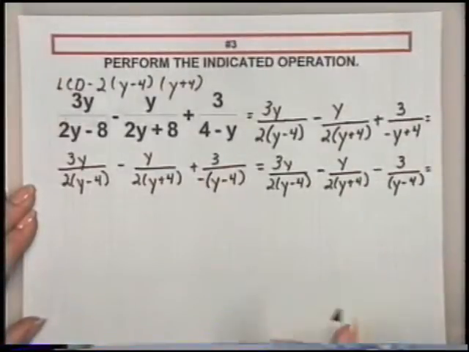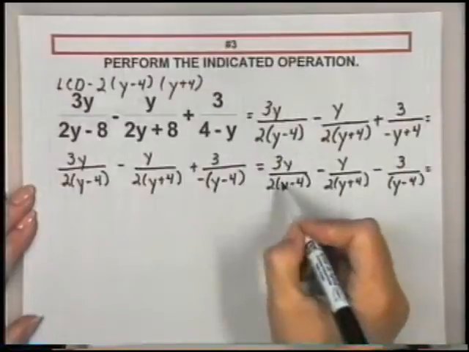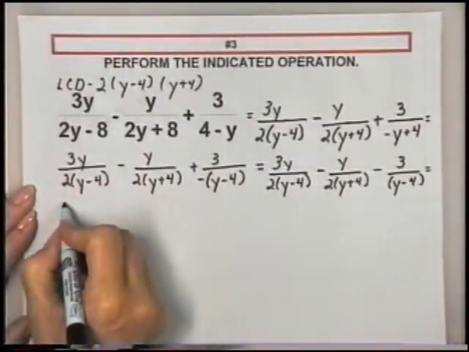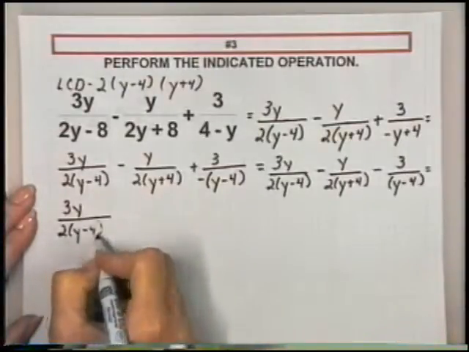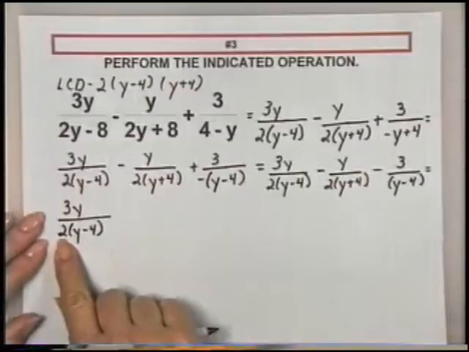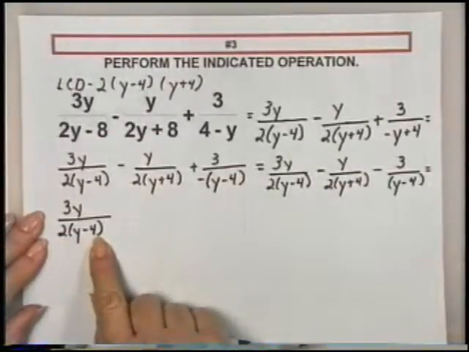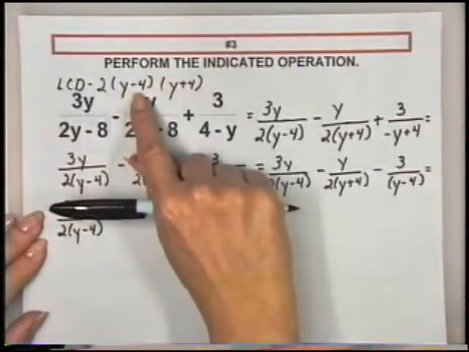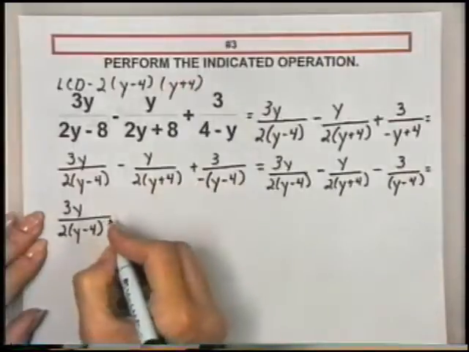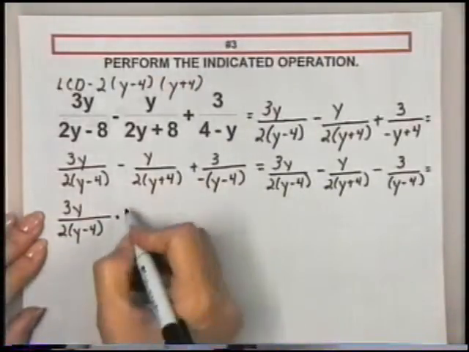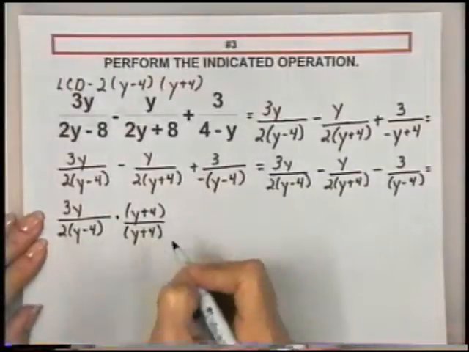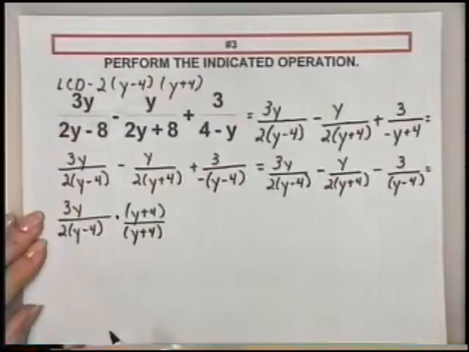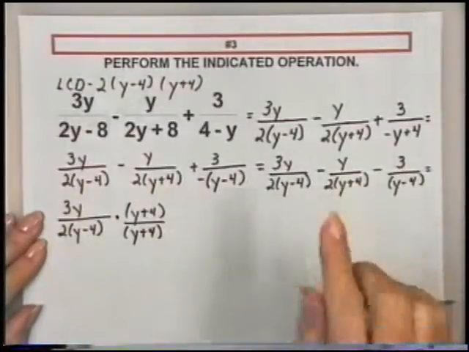Now that I've determined my LCD, I need to get equivalent fractions for each of my three fractions. So let's write this first fraction. I have a factor of 2 and a factor of y minus 4 in the denominator. If I want my LCD to be 2 times y minus 4 times y plus 4, then I need to multiply this fraction by y plus 4 over y plus 4. Y plus 4 is the needed factor.